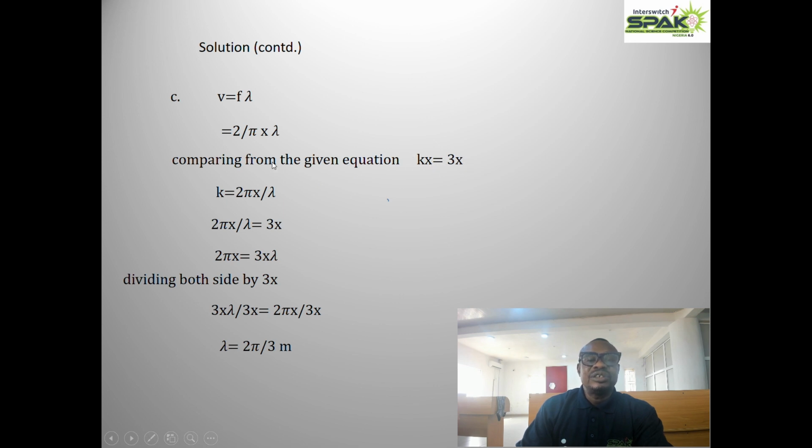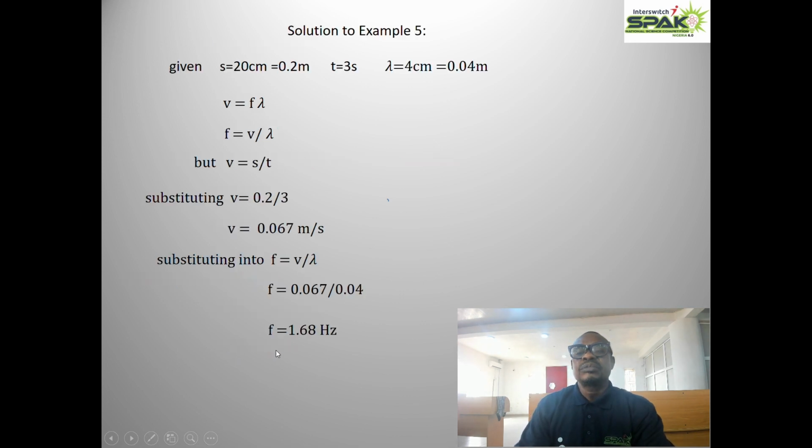So my kx is equal to what? 2 pi x over lambda, that is k times x. Then I have the 3x there already. So making lambda the subject of the formula, I cross multiply, 3x lambda equal to what? 2 pi x. Dividing both sides by 3x, I eventually have my lambda equal to 2 pi over 3 meters. Okay. Next, that is the solution to number 4.